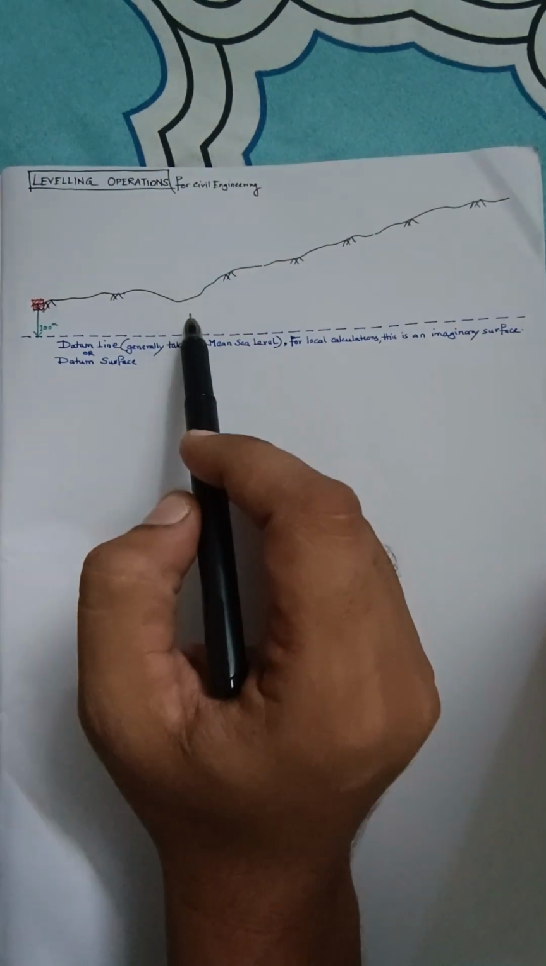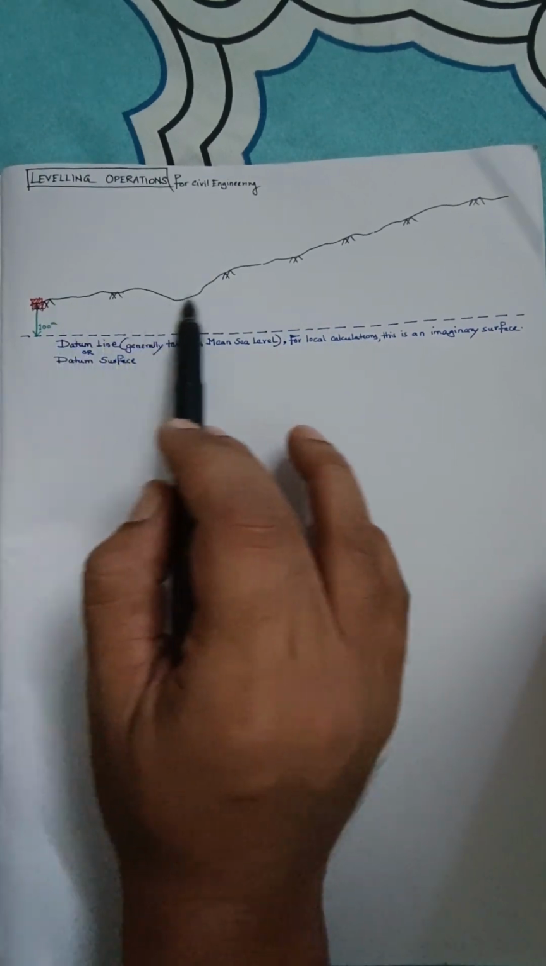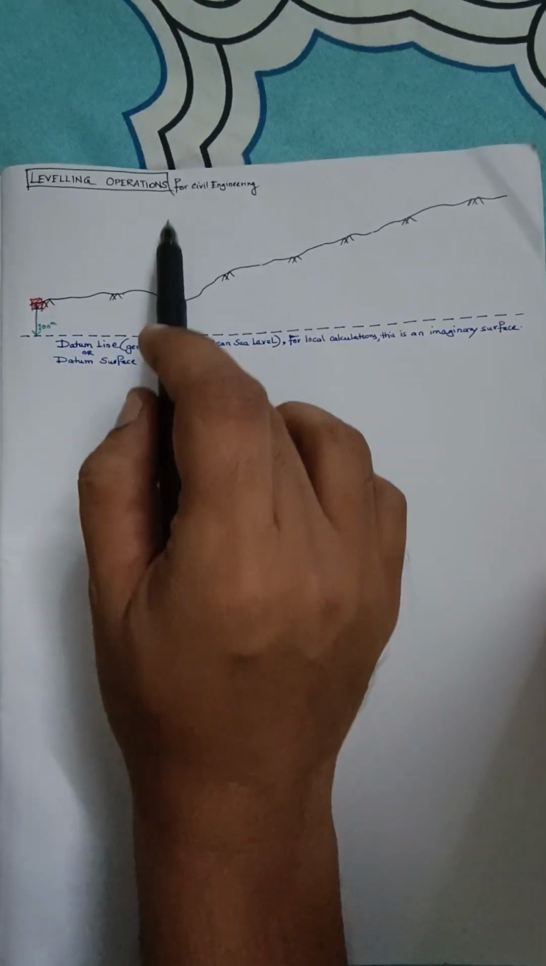So in civil engineering, we must be knowing that measurements are always taken in either a horizontal plane, a level plane, or a vertical plane. So in this case, we are just going to determine something as per the heights. Yes, we will involve this in calculations, but mostly it will be as per the height. Okay, so let's begin with it.